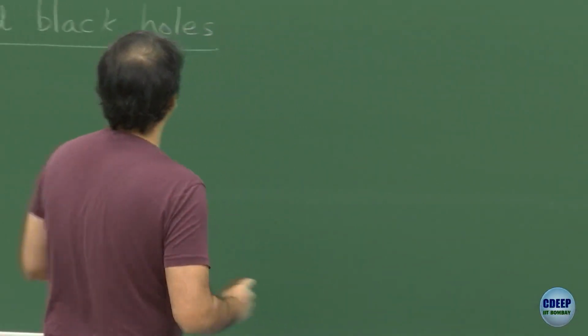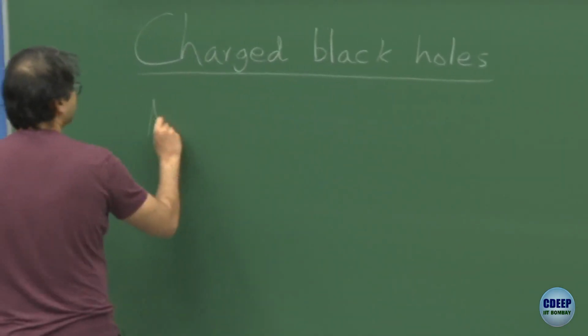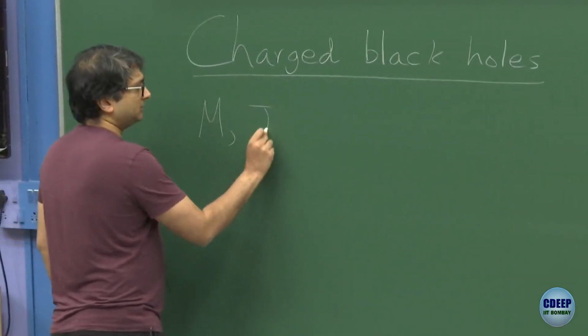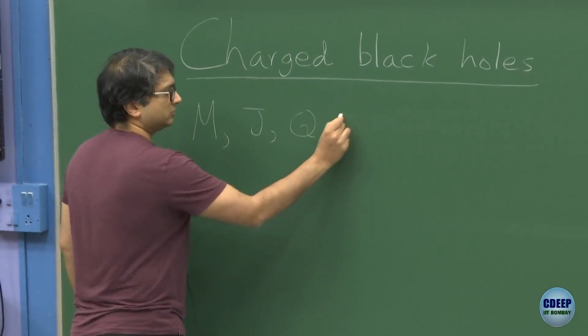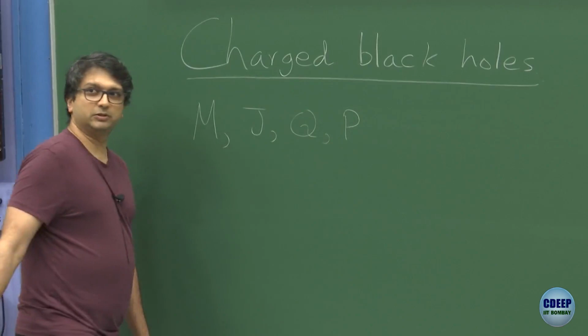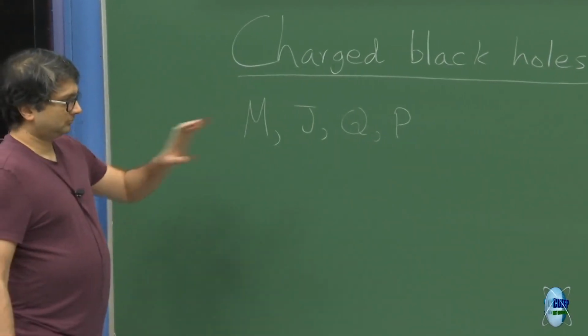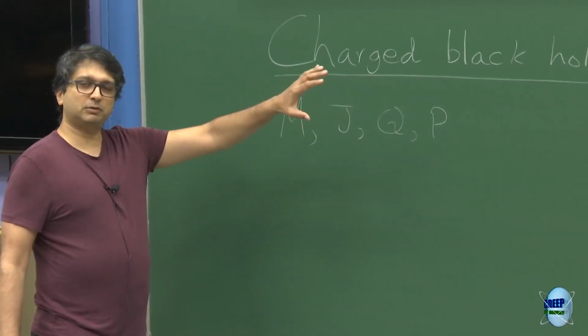steady state, have very few properties that actually describe them. Okay, and those properties are the mass, the spin, and any possible charge, either electric charge, which we denote as Q, or magnetic charge, which we denote as P. And that's it. That's a short list of all the properties.